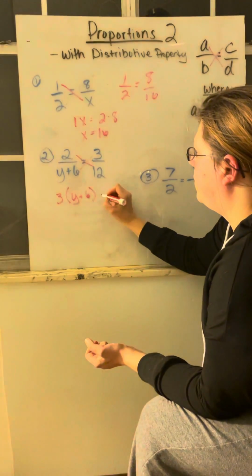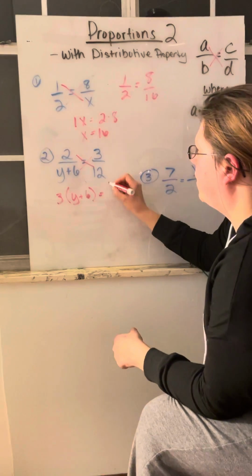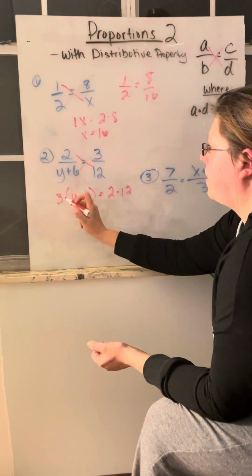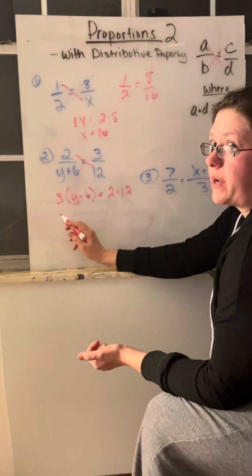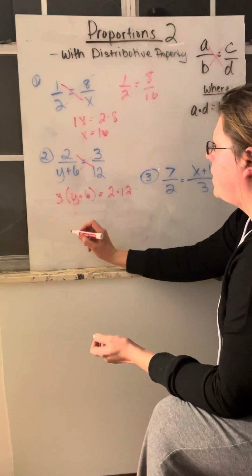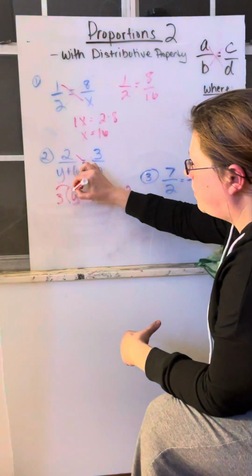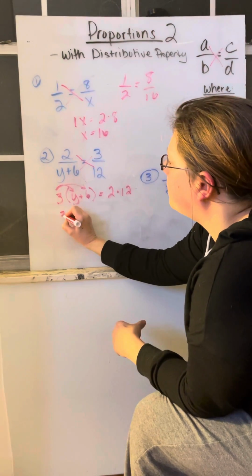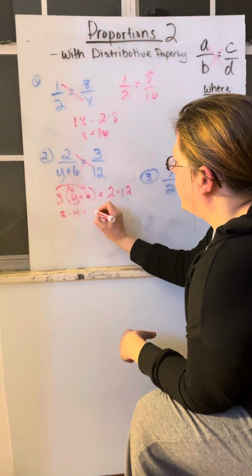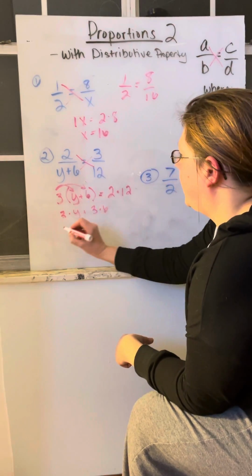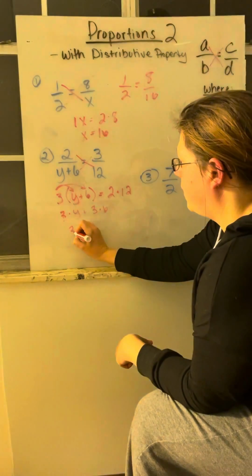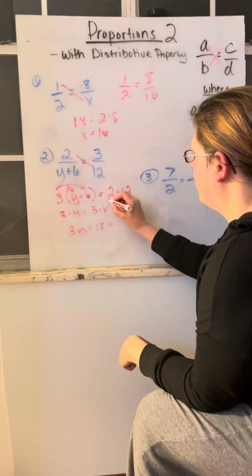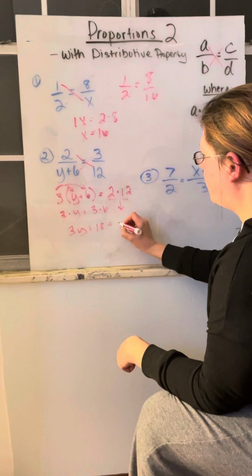And then I have 2 equals 2 times 12, or 12 times 2, which is the same thing. The reason I want to write it like this is I know I need to distribute now. This is distributive property. If you recall, distributive property means I need to take this 3 and multiply it by each thing in here. So I need to do 3 times y plus 3 times 6. And I end up with 3y plus 3 times 6 is 18 equals, bring that down, 2 times 12 is 24.